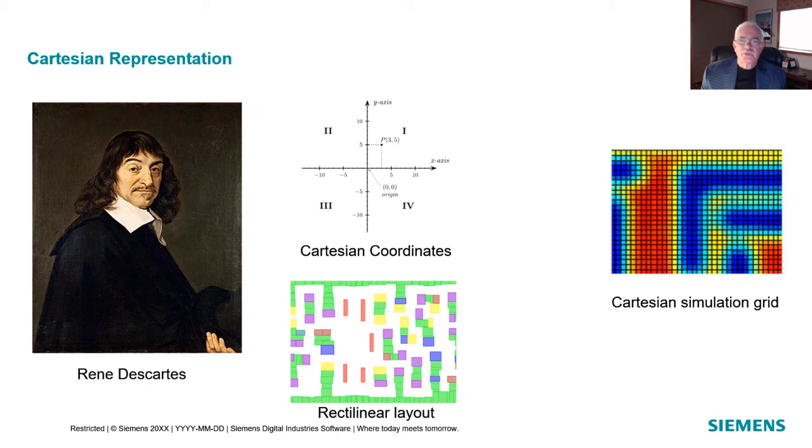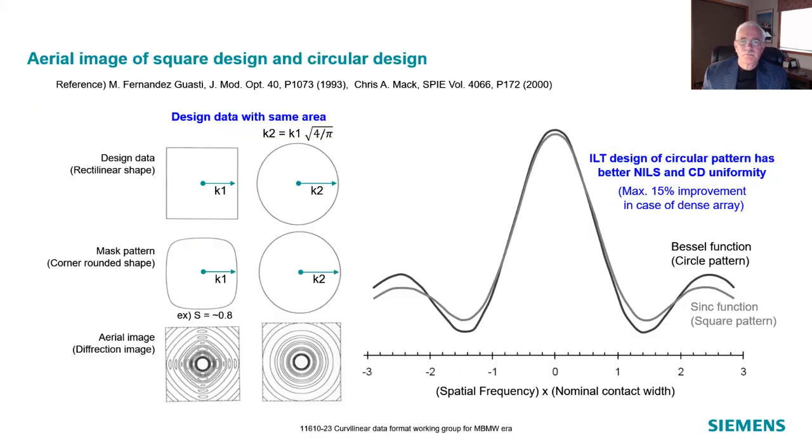But since at least the 17th century, when René Descartes invented Cartesian coordinates, humans have described the world with rectilinear approximations. In the world of IC manufacturing, design layouts and derivations of them modified with optical proximity correction to compensate for lithography and process nonlinearities are represented in rectilinear piecewise linear polygons.